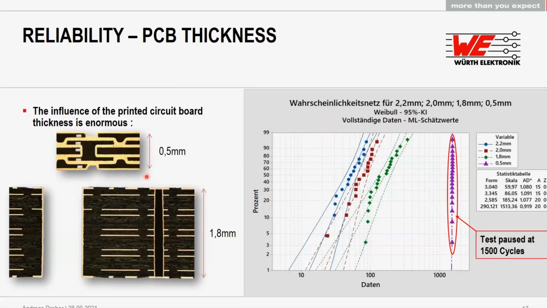If we go one step further and we include another board with a completely HDI stack up, the total thickness is 0.5 millimeters. The test conditions were the same. We included them in the test, and we have to stop the test after 1,500 cycles without failure. So you can see here the thickness of the board is a really big impact, and every little decrease of the thickness will help you here of improving your reliability.